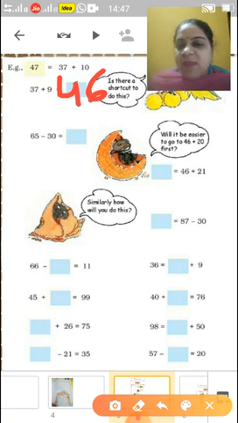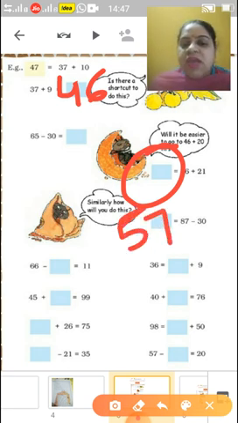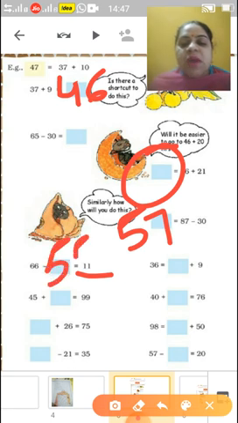Now 65 minus 30 you will do. Now 46 plus 21, what will come? You will add and you will write here. Okay, children. Now next, 87 minus 30, what will come? Yes, that is 57. Very good. Now next, 66 minus what? That 11 will come. It means if we minus 55, your answer is 11. Now 36 is your answer.